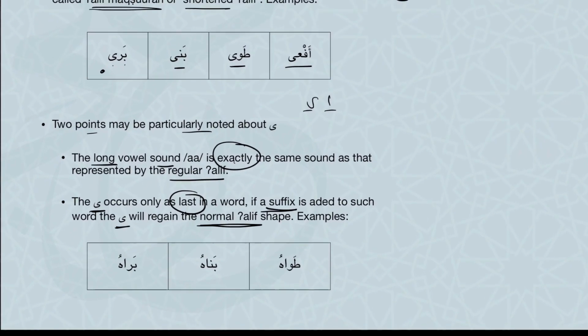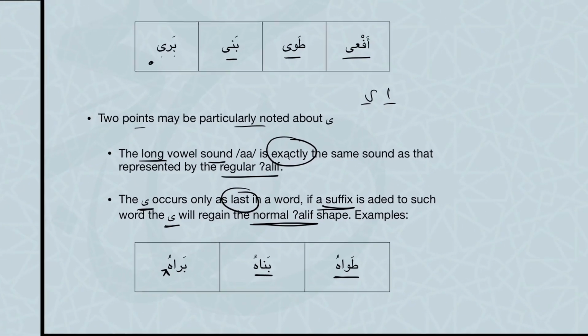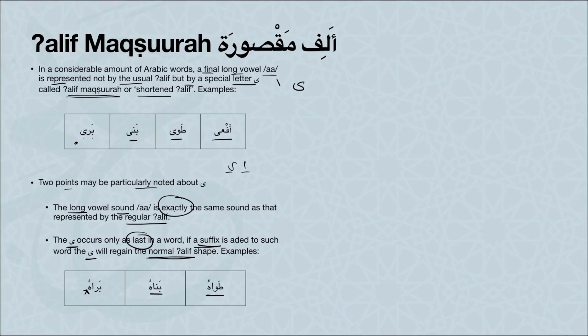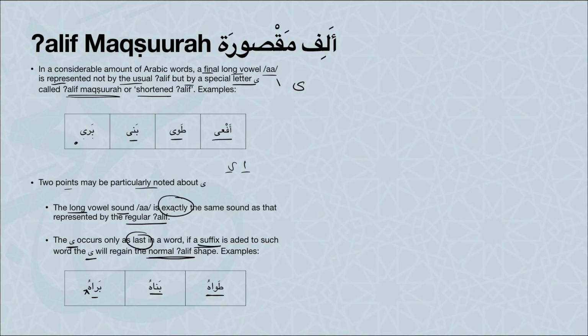If we add something to it, if we conjugate it or we add a direct object suffix, this ha signifies a direct object, we would write it as a straight alif, basically a full form alif, and we pronounce it as barahu. Here we would write it as banahu. Here we would write it as tawahu. He folded it, basically, or he built it. He sharpened it.